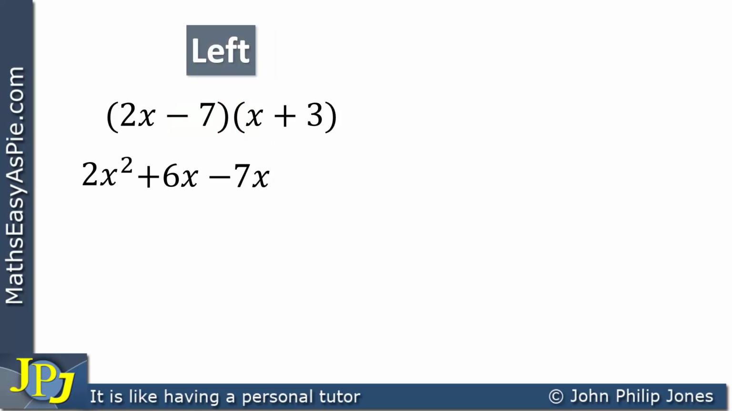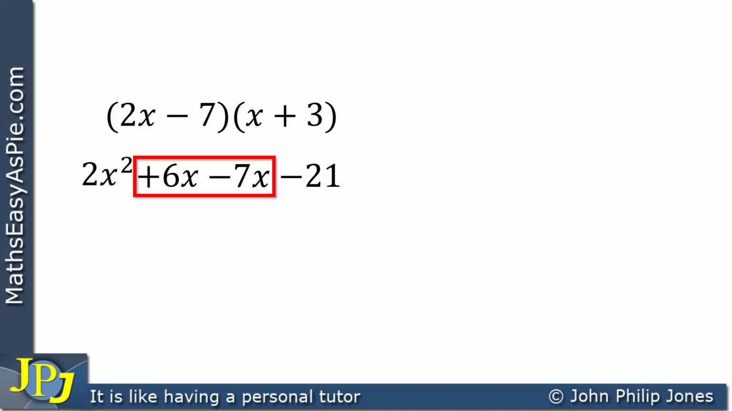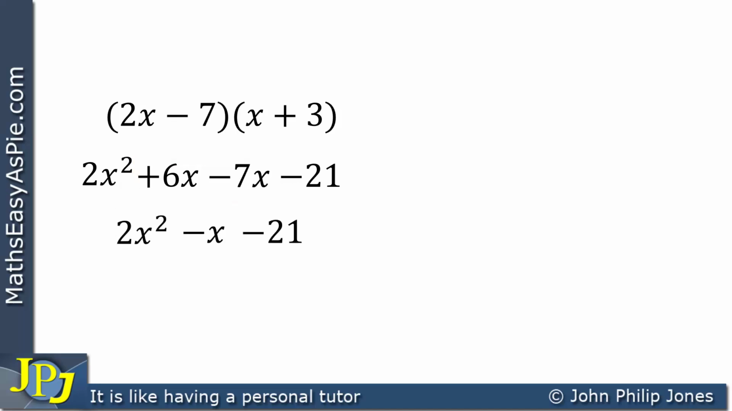You then consider what's left to multiply, which is the minus 7 and the plus 3, and that will give you minus 21. You then turn your attention to the like terms, and when you have plus 6x minus 7x, you're going to get minus x. You then bring down the 2x squared and the minus 21, and you can see what we've done here. We've used the FOIL method, and we've simplified the like terms.